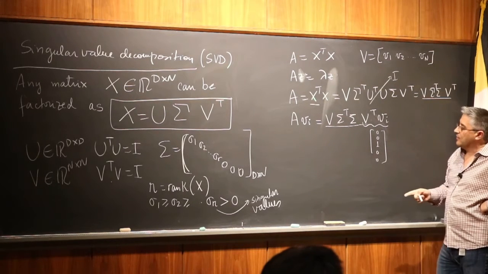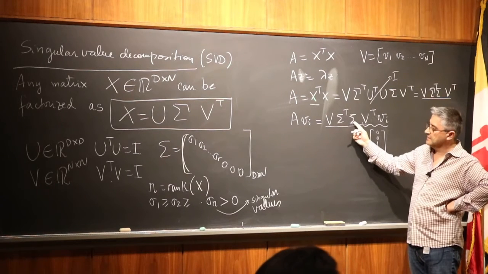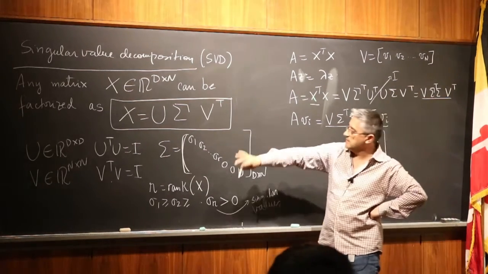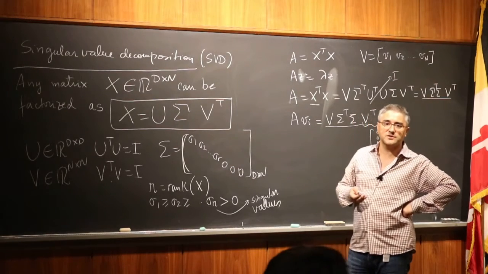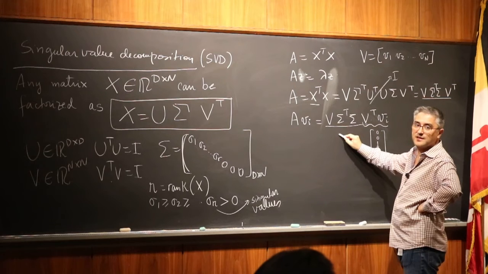Okay. Now what happens next with sigma transpose sigma? What am I going to get if I take the transpose? It's almost a diagonal matrix. What am I going to get? Anyone can tell me?